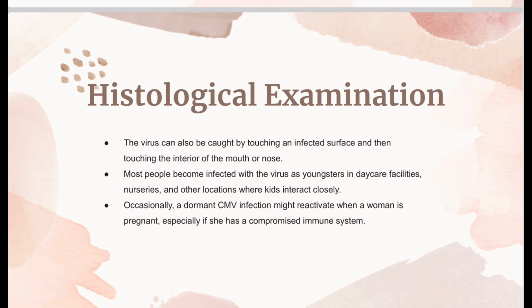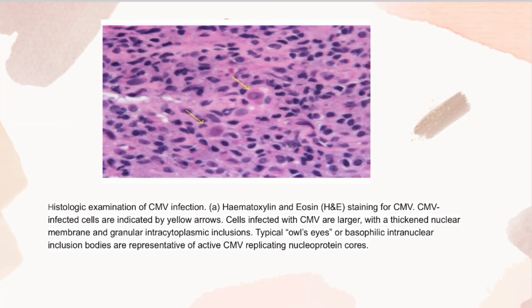Congenital CMV normally occurs when a female contracts CMV for the first time either during pregnancy or shortly before conceiving. Occasionally, a dormant cytomegalovirus may be reactivated during pregnancy, especially if the person has a weakened immune system. Histologic examination of cytomegalovirus infection.